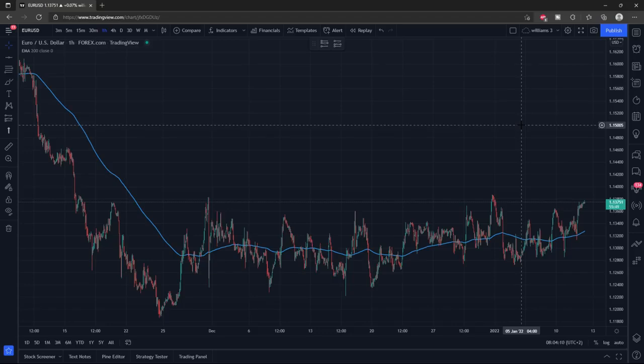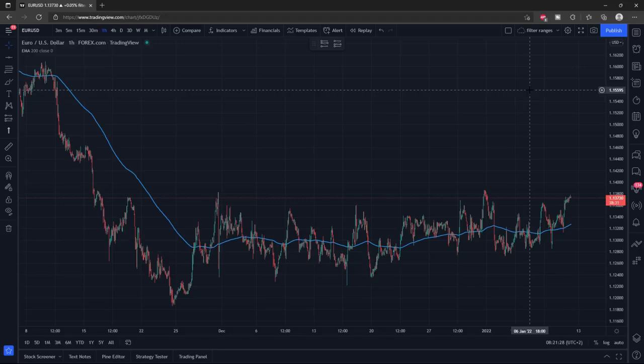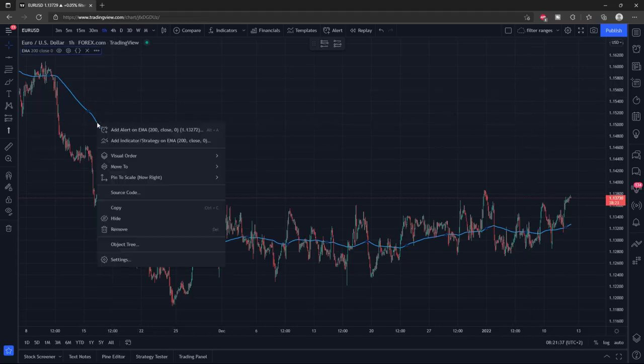So let's get into it, starting with a few things that you can do that are a little bit subjective, but I find to be very helpful and effective in avoiding ranging markets. The first few ways that you can avoid a ranging market all include using the 200 period exponential moving average like I have on the chart right now.